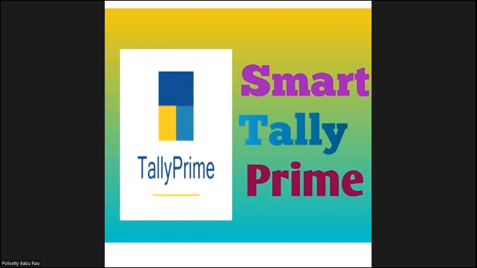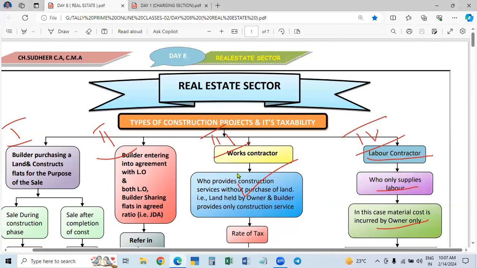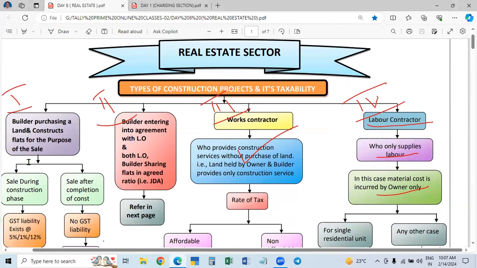Now we are dealing with GST, the real estate sector under GST. We already made three videos. I'll share the screen. See here. The first one we dealt with: real estate transactions or projects are divided into four types. We made one video for the first type. In part two, we covered the third and fourth. So in two videos, three and four, we are covering this second type of project.